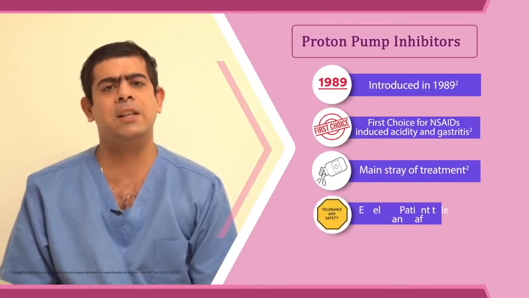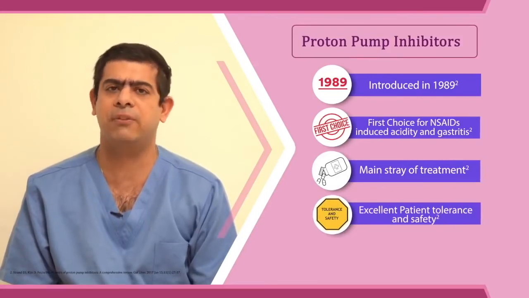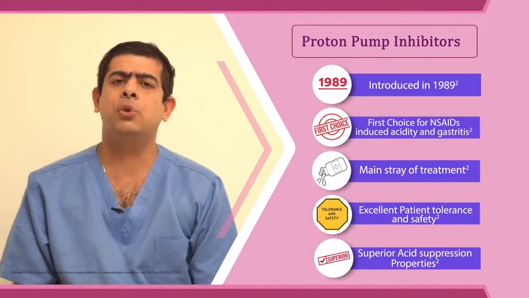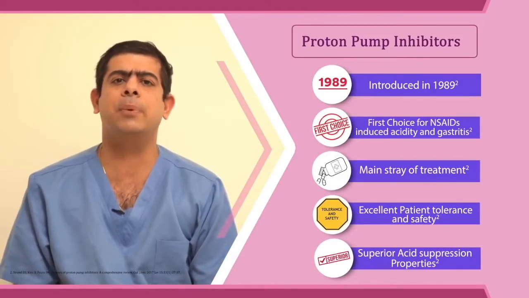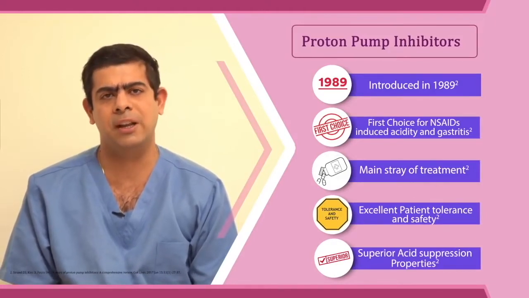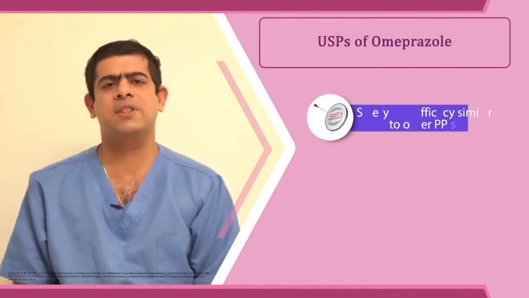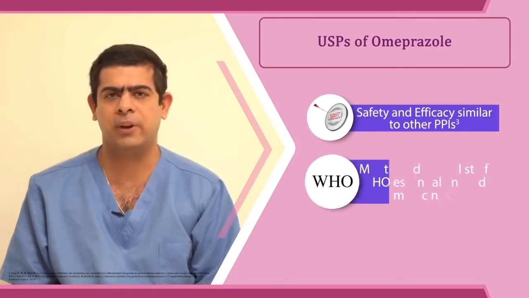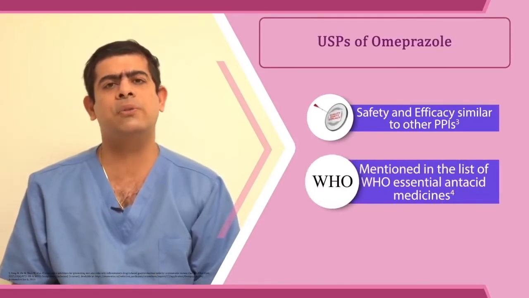They have excellent patient tolerance, an excellent safety profile, and they are much superior in acid suppression as compared to the prior options which were available. So when we compare the different PPIs, they are almost the same, and there is no difference in their effectiveness and safety profile. Omeprazole also finds a mention in the WHO list of antacid and anti-ulcer medication.